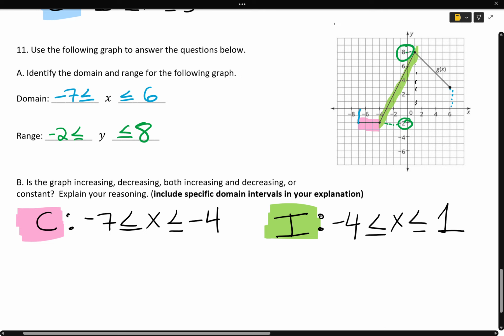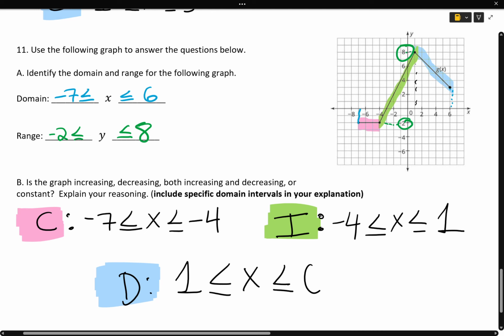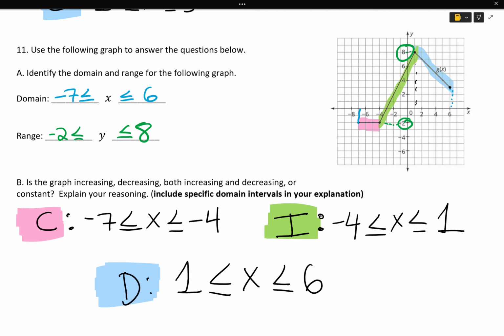Okay. Then it looks like I'm going downhill, I'm decreasing. So I have all of the parts. I'm decreasing from, where am I starting from? Oh, I'm starting from 1. And I'm decreasing all the way to where I end at 6. Beautiful. Okay, that's it for Target 1A.